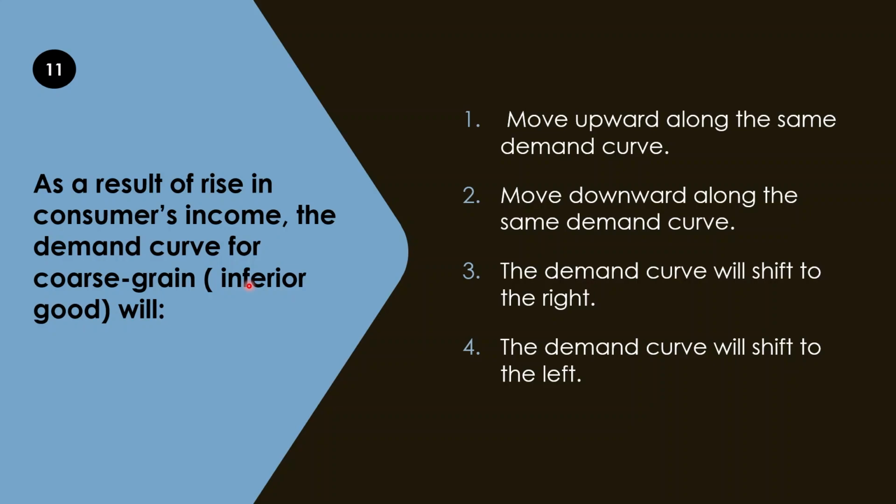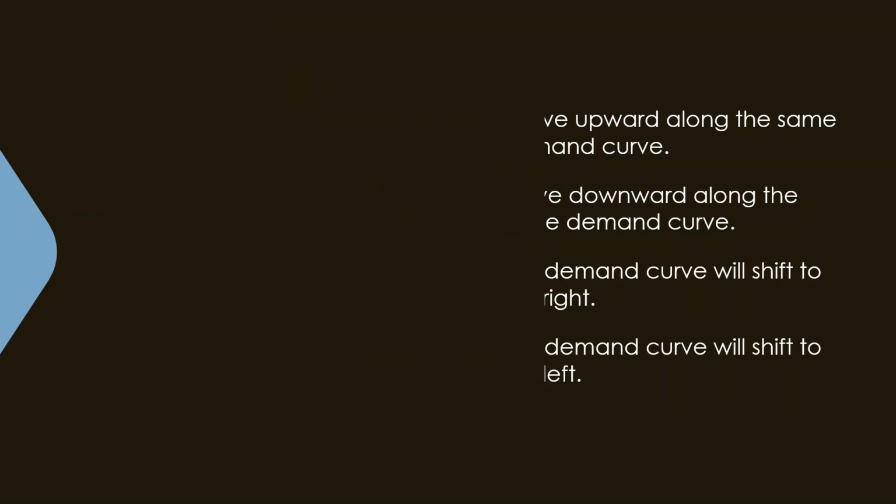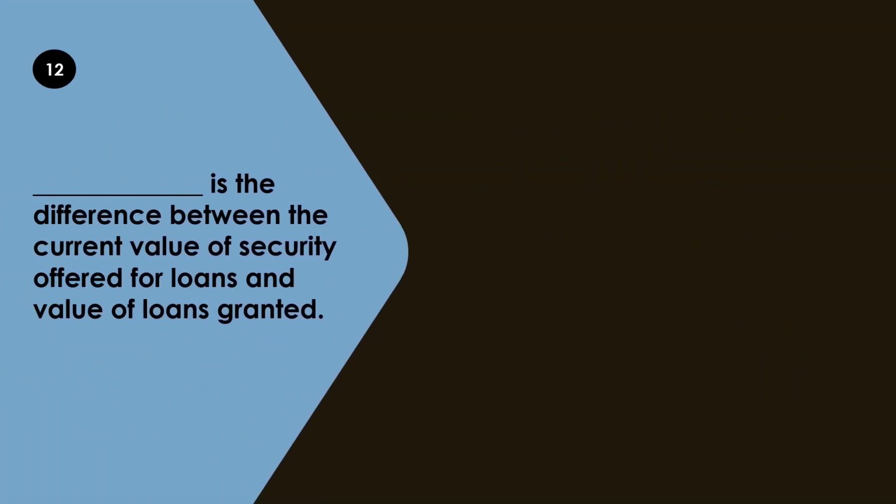So, what happens if the person's income increases? It means he will reduce the consumption of this inferior good and will probably move to the better quality product. So, this will result in a leftward shift of the demand curve. It will indicate a decrease in demand at all price levels. I hope this is clear. These types of questions are very important and very easy if you get the concept right. Now let's move to the next question.